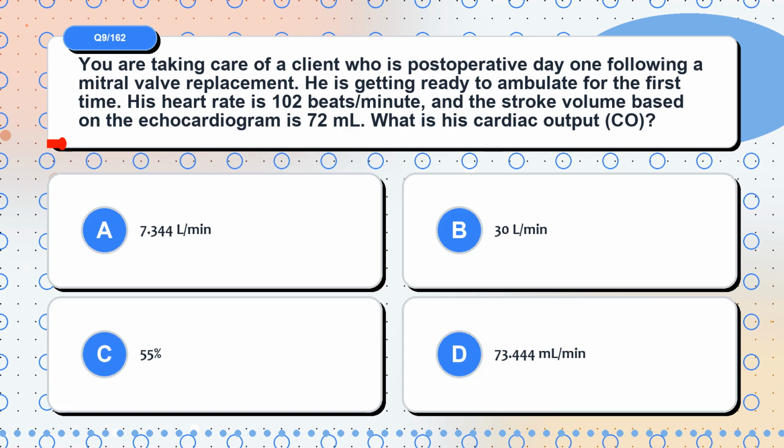Question 9. You are taking care of a client who is postoperative day 1 following a mitral valve replacement. He is getting ready to ambulate for the first time. His heart rate is 102 beats/minute, and the stroke volume based on the echocardiogram is 72 ml. What is his cardiac output (CO)? Option A, 7.344 L/min. Option B, 30 L/min. Option C, 55%. Option D, 73.444 ml/min.